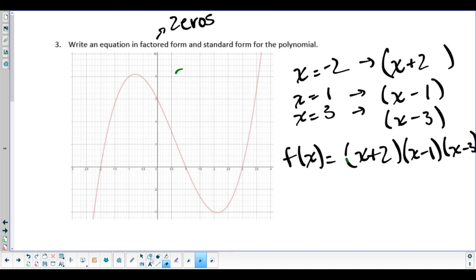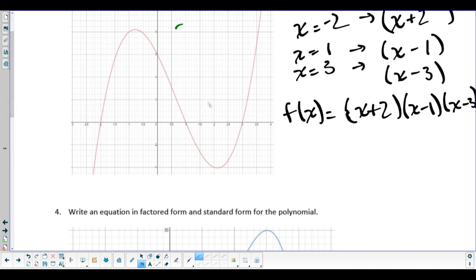All right. So now our job is to do the second part of this problem, which is to write it in standard form. We have the factored form. Let's write it in standard form. Okay. Here's what I recommend. We're going to want to distribute this out and make it look like a cubic function with an x cubed plus something x squared and so on. And I'm going to do that just by multiplying and distributing the different binomials, right? These little tiny parentheses together.